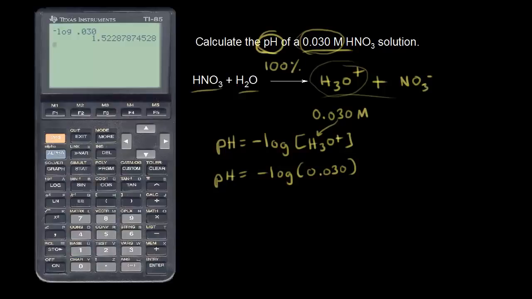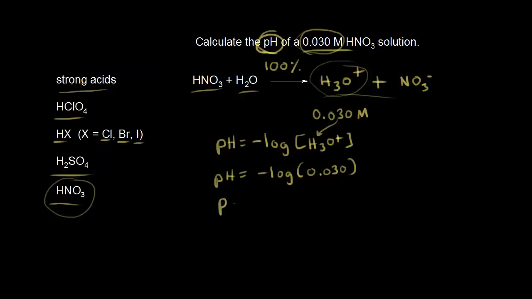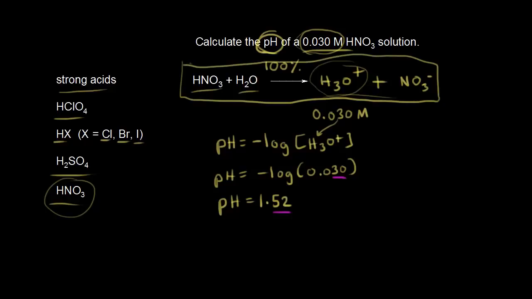1.52. So remember, when we're rounding, right? So the pH is equal to 1.52. So for our significant figures, we have two significant figures here. So we have 2 to the right of our decimal point. So instead of writing it this way, you could have written a shortened version.